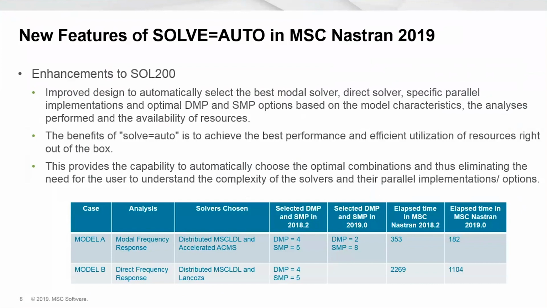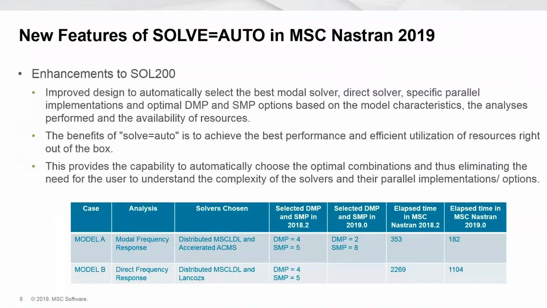Also in 2018.0 Nastran version, we introduced what we call automatic solver, in which case we just select solve equal to auto, instead of selecting SMP and DMP settings and playing with them. What we've done is we've taken all the models that we have, all the customer models, all the in-house models that we've built, and we understand for each model what the optimal DMP and SMP settings are.